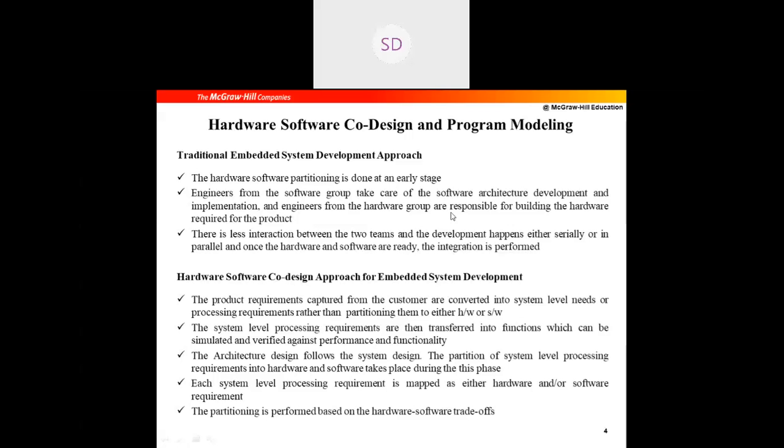In this particular technique, the product requirements captured from the customer are converted into system level needs. Initially, whatever requirement was received from the customer or the users was converted into system level needs or processing requirements, rather than partitioning them into either hardware or software. That requirement will be formed into a system level form, like a block diagram or a flowchart. There we will not divide it based on what hardware is required or what software is required. No, this is not done initially. A system level design will be done as the first step.